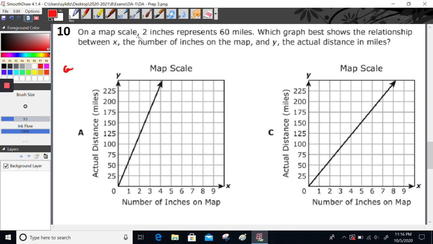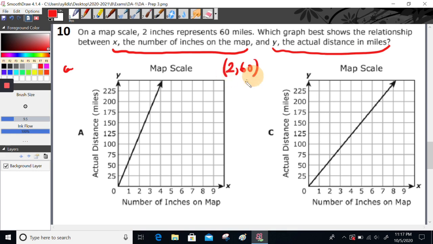Alright. On a map scale, 2 inches represents 60 miles. Which graph best shows the relationship between x, the number of inches on the map, and y, the actual distance in miles? Okay, let's look at these graphs. As you see, x is the number of inches on the map, and the y coordinate is the actual distance. So we are going to try to find 2, 60. So we are going to get 2 on the x coordinate and 60 on the y coordinate, okay?